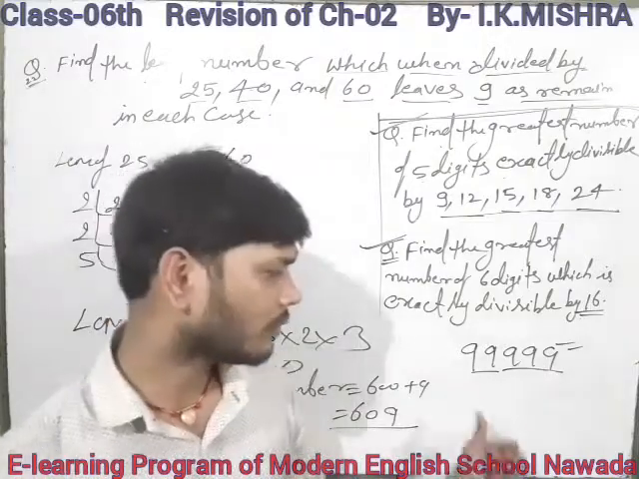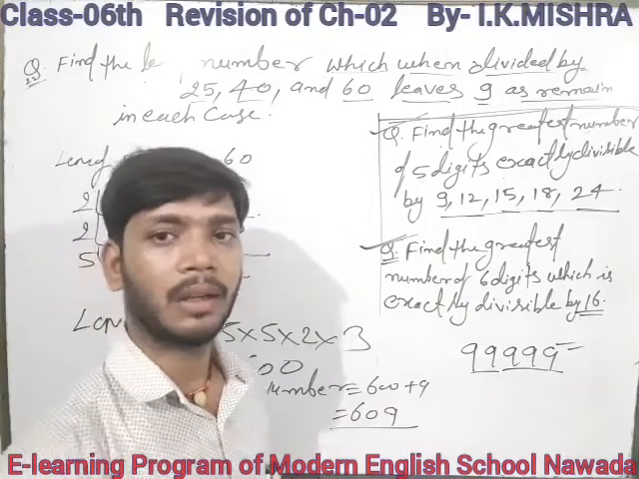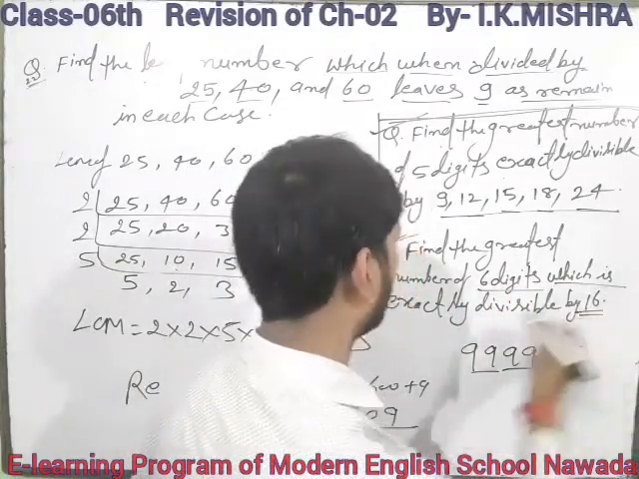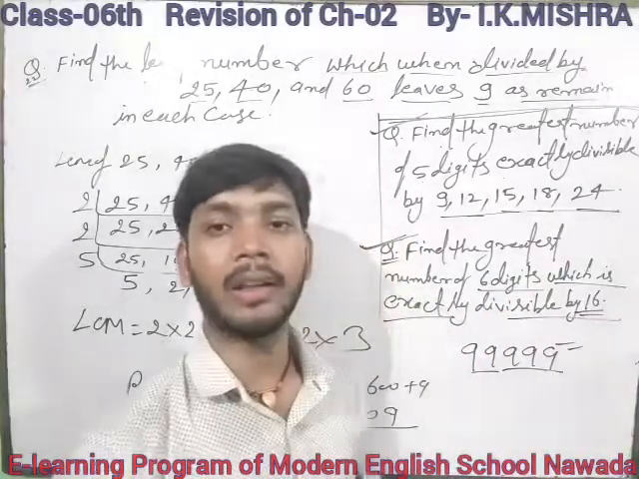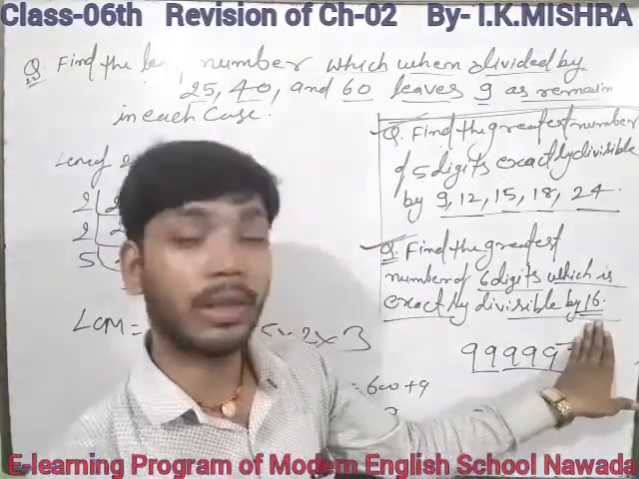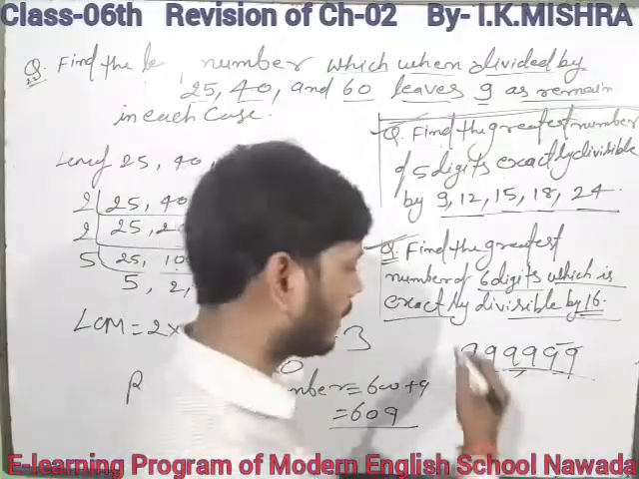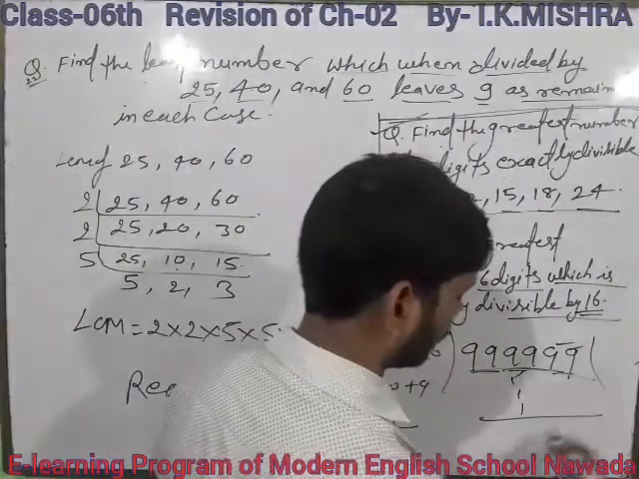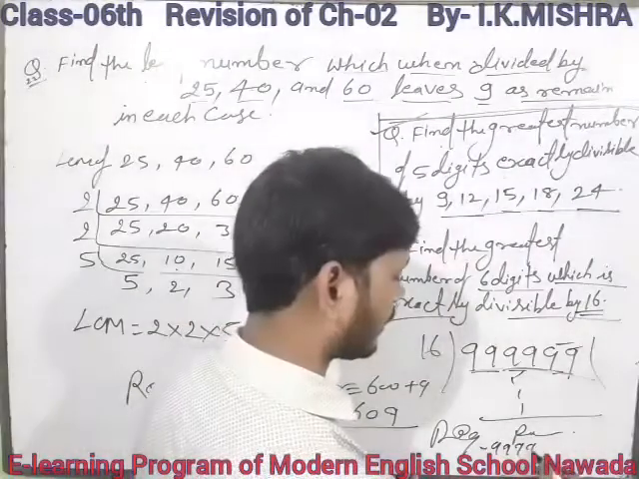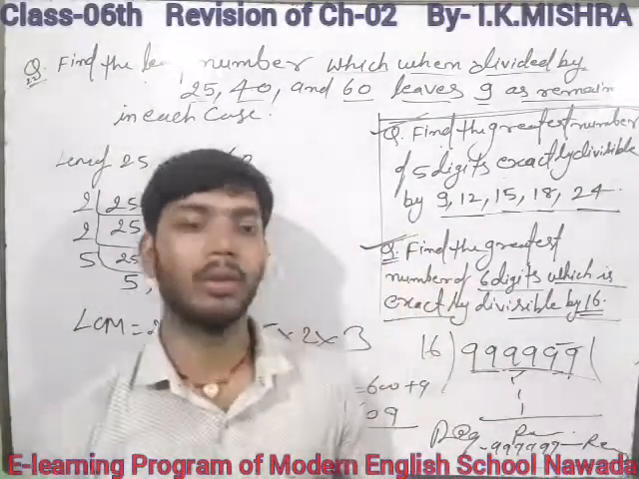Now students, let us proceed to another question. In this question, find the greatest number of 6 digits which is exactly divisible by 16. The question asks for a number that is exactly divisible by 16. That means, students, first of all write the greatest number of 6 digits and then divide it by 16, and if there is some remainder, then the required number becomes 999999 minus the remainder, which is your required answer.